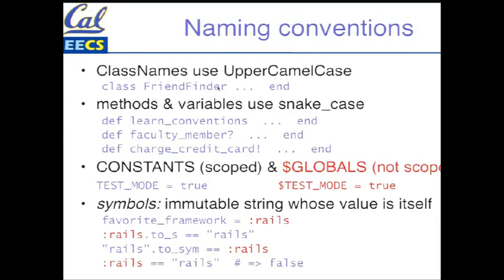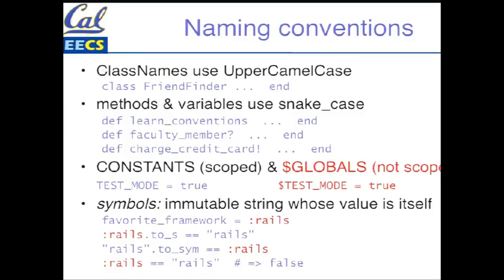So conventionally, when you define a class, you use camel case. Method names and variable names typically use snake case. Notice that method names can optionally end in a question mark. By convention, if a method returns a Boolean, or is a predicate, you end it with a question mark. You can optionally end it with a bang if it's a dangerous method, right? A method that does something destructive or that can't be undone. But those are conventions. You don't have to do that.